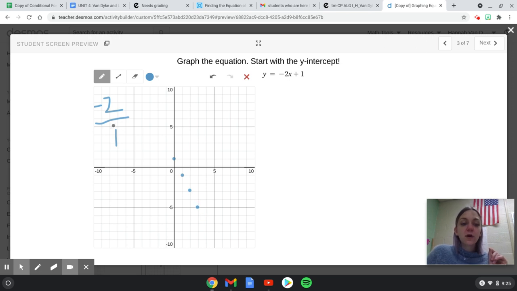Just as a reminder, I'm going over 1 unit because I can rewrite my slope instead of just being negative 2. I can write it as negative 2 divided by 1. And that kind of helps us see our rise over run better.